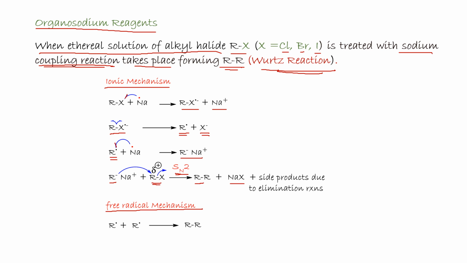In the free radical mechanism, once the R radical is formed, another R radical combines with it to form RR.